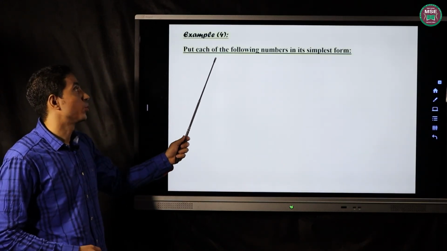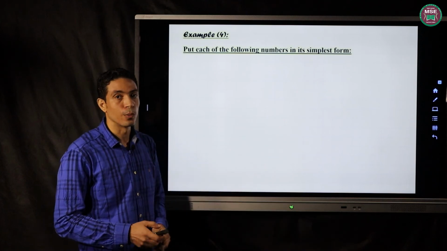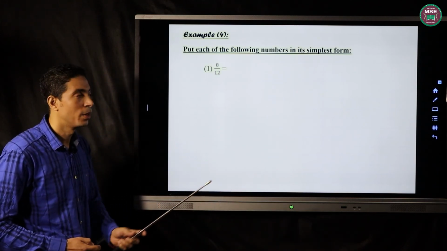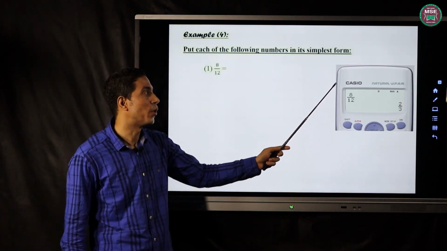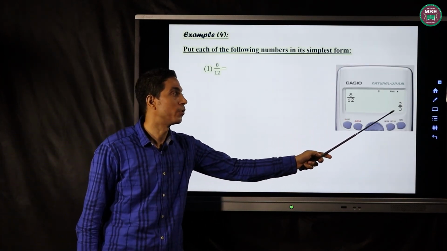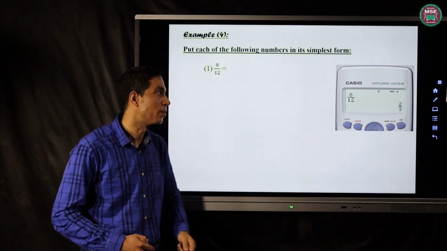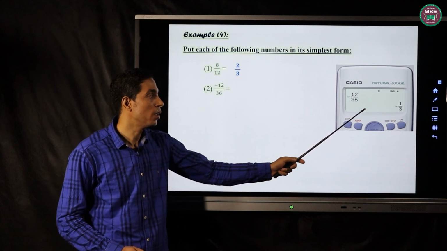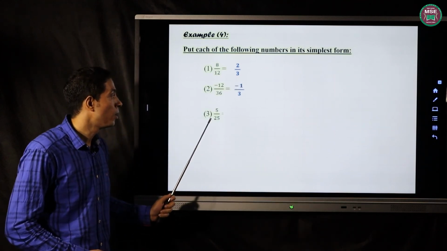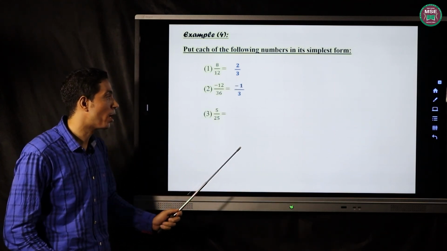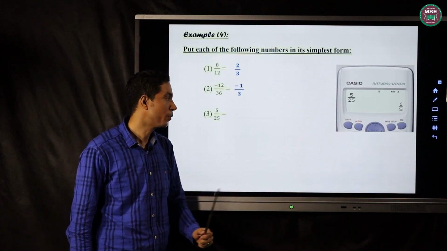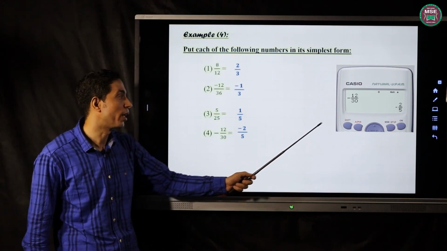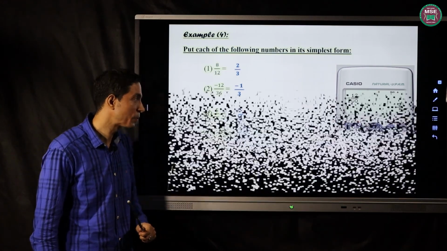Example number 4, write the following numbers in simplest form. He wants me to simplify these numbers. Number 1, 8 over 12. We can use the calculator to simplify these fractions. Typing 8 over 12 on the calculator will give 2 over 3. Number 2, negative 12 over 36 will equal negative 1 over 3. Number 3, 5 over 25 equals 1 over 5. Number 4, negative 12 over 30 using a calculator will equal negative 2 over 5.